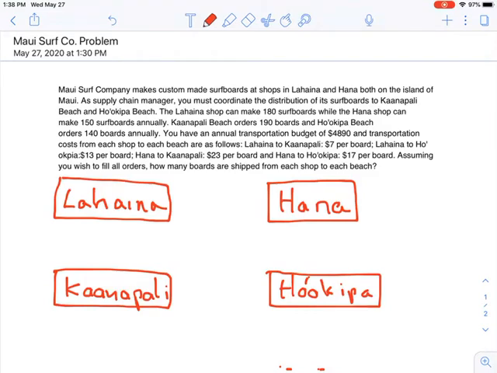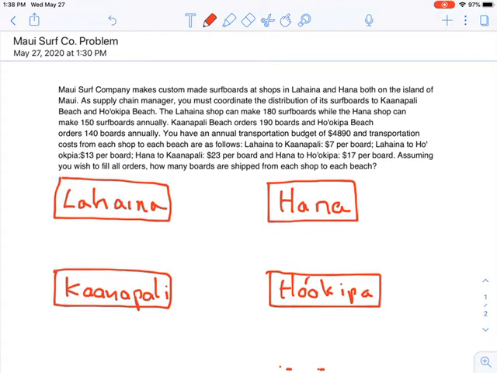In this video, Maui Surf Company creates surfboards at two different locations, in Lahaina and in Hana, both of which are in Maui. And it ships those surfboards off to two different beaches also on Maui, Kaanapali Beach and Hukipa Beach. So what I like to do to get these types of problems started is to create a diagram.